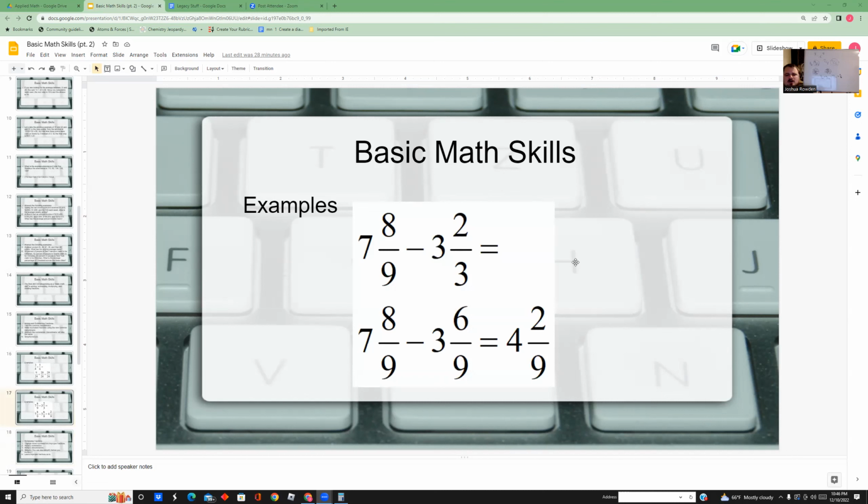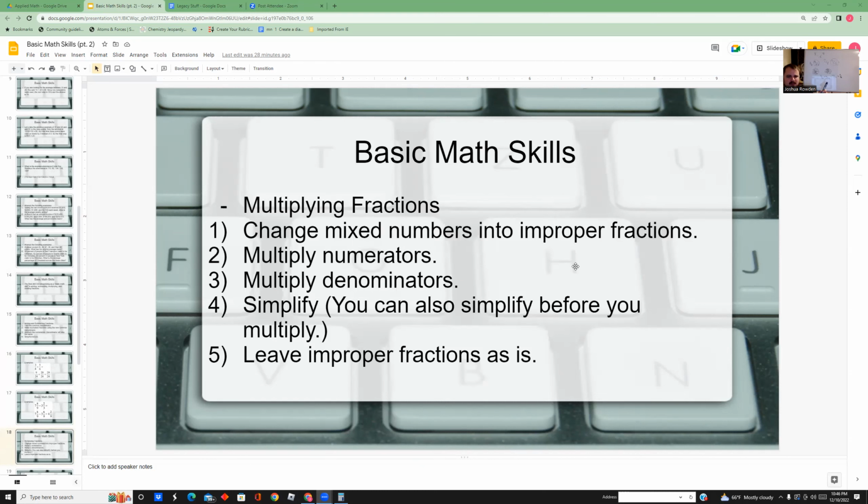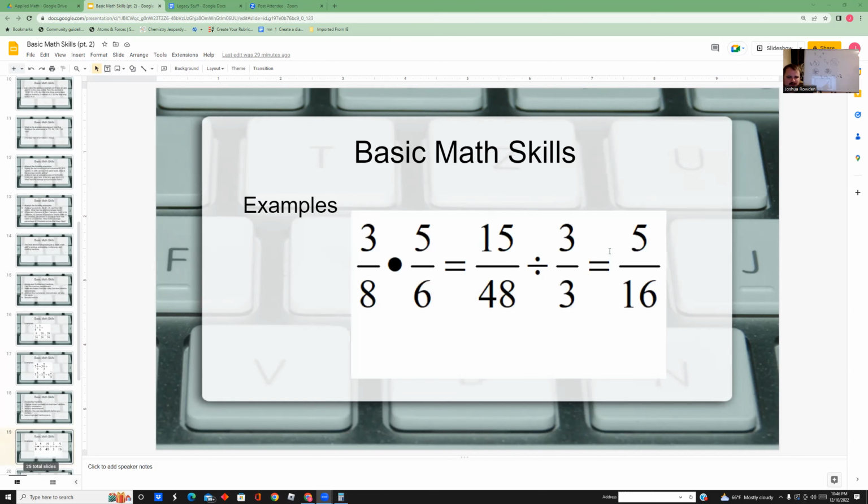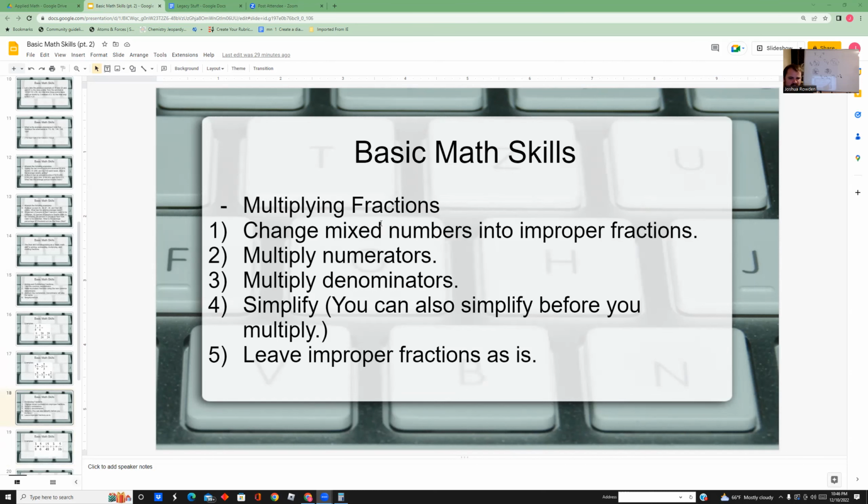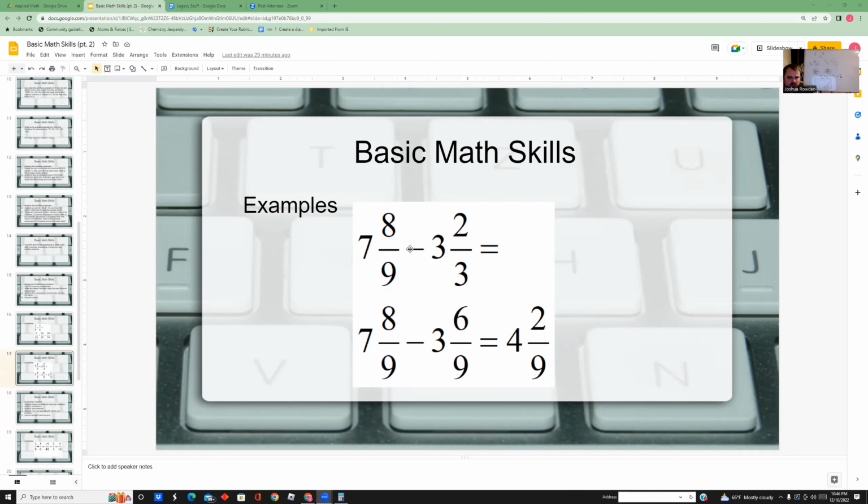So that's how it works when we add or subtract. Now, multiplying fractions, I think, is way, way, way easier. All you're going to do with this is change mixed numbers into improper fractions. If you had something like this, the way you make a mixed number into an improper fraction is, this is saying I have 7 total pies. Well, what this 7 represents is 9 out of 9, 7 times.